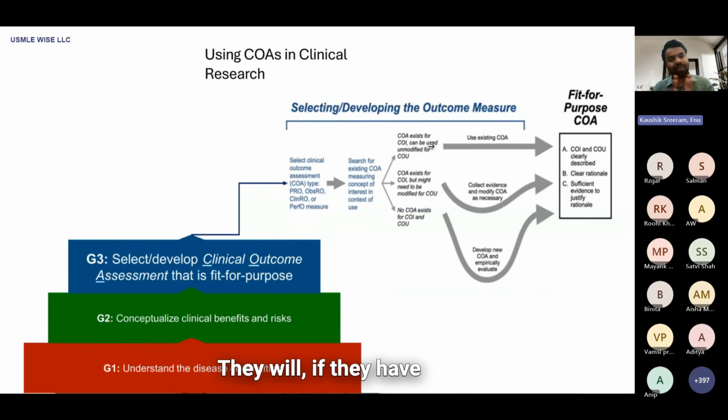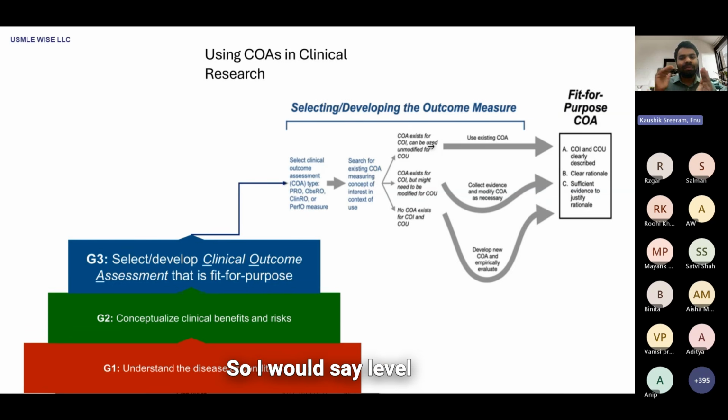They will, if they have a query, they'll have a query on the tool that you have used, right? Makes sense? So that is the takeaway that I want to give you. Now, if there is no outcome assessment tool, it's a very rare disease. No one knows what to do. In that case, you have to develop a tool and you need to come up with empirical evidence. Here, FDA is very particular about the amount of evidence you need to have, and it's a lot, right? So this is highly discouraged.